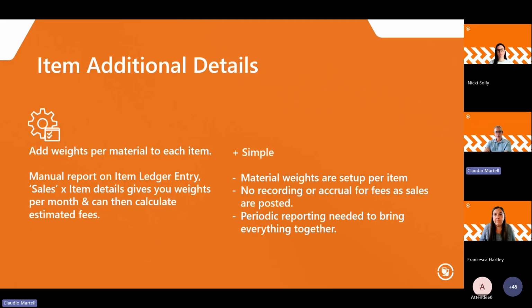If we then wanted to record or report on that, we would then need to look at the item ledger entry, so the movements of sales, and match them against the item details, maybe in Excel or Power BI at the end of the month, and be able to calculate what our weights and fees are. The plus side of this is that it is quite simple. You do have to set up the material weights per item, but using copy item, you can do that quite simply. There's no recording or accruals for fees or sales as posting, and it is a periodic manual process then to pull all this information together. But this can be done in the standard software if that's the level that you need or you want for this type of reporting.